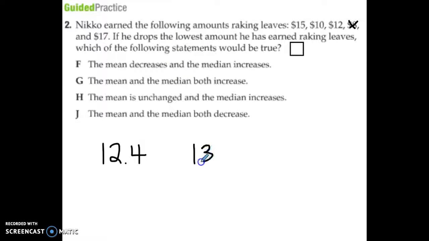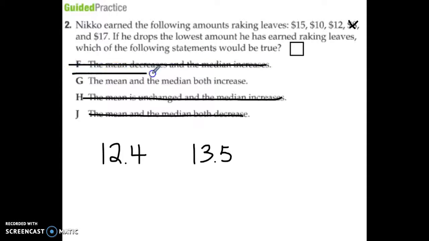So my mean increased. Is anyone saying the mean decreased? Well, this one says the mean decreases. This one says the mean is unchanged. That's not true. The mean increases, and this one says the mean decreases. Oh, there we go. We found our answer. This is the only one where the mean increases. Okay, and as we can see, the median will also increase.